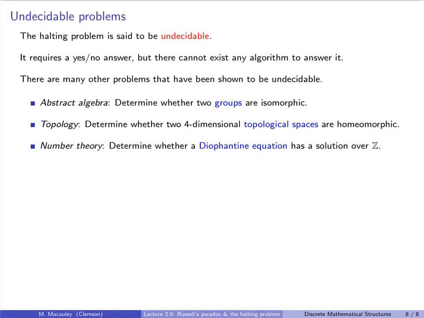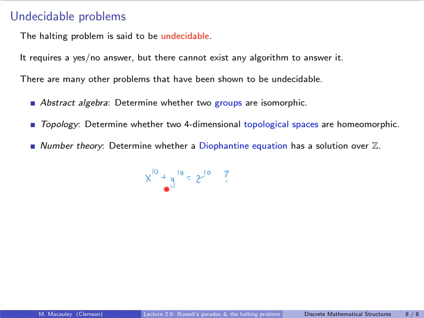Our next example comes from number theory. Determine whether a Diophantine equation has a solution over the integers. Think of this just as a multivariate polynomial like x to the 10th plus y to the 10th equals z to the 10th. Do there exist integer solutions to this outside of the trivial ones like 0, 0, 0? Now this is an undecidable problem in general. This particular one is actually known. The answer to this one is no by Fermat's last theorem, but there are more complicated ones that we don't know.